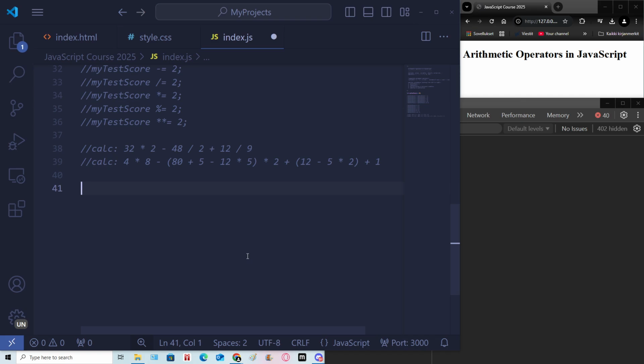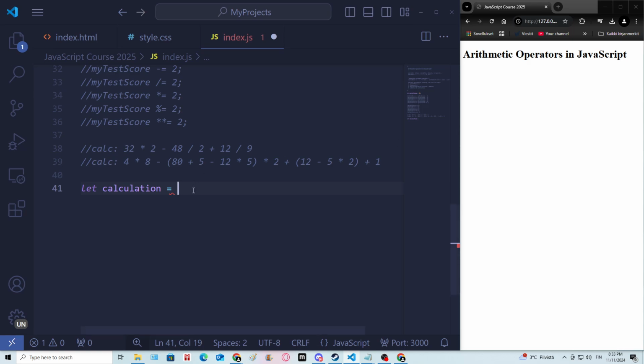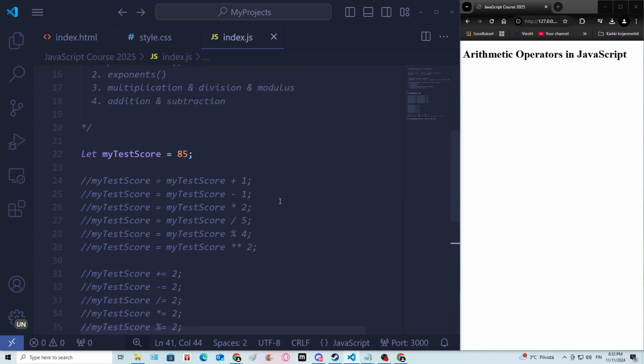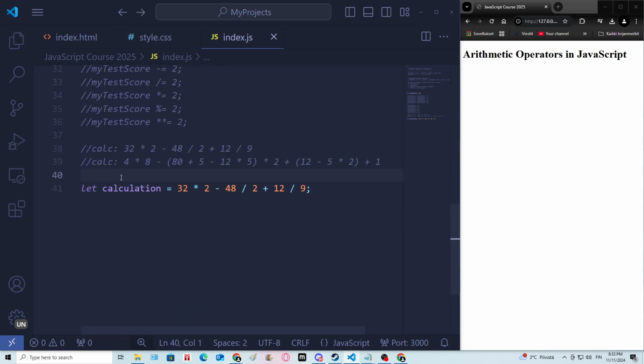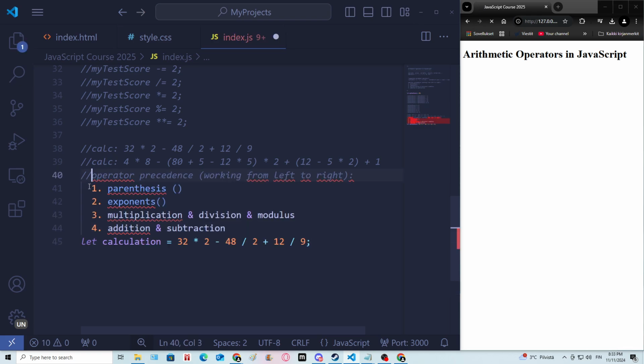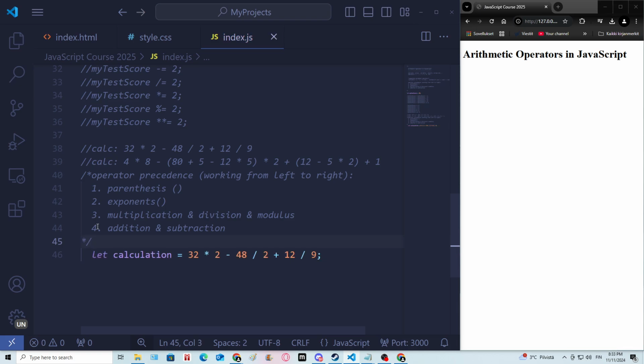So let's create a variable. Let calculation equals. Now I'm gonna close the console, but I'm gonna make the calculation. So 32 times 2 minus 48 divided by 2 plus 12 divided by 9. There we go. So JavaScript would automatically give us the answer. However, how does it get to that? First, here are the rules. I'm gonna comment this out. There we go.